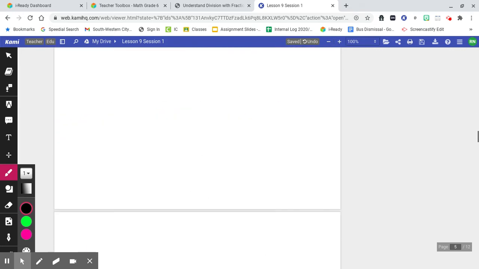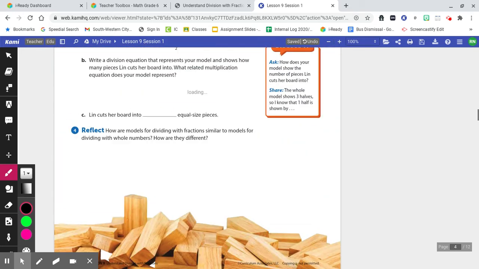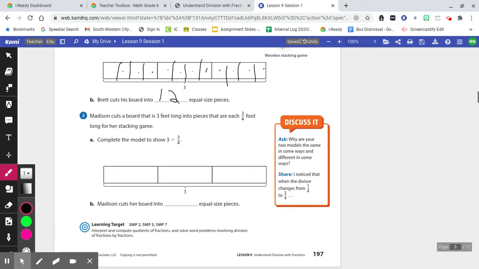Number 2. Let's go back. Okay, here we go. Madison cuts a board that is 3 feet long into pieces that are 3/4 foot long for her stacking game. Complete the model to show 3 divided by 3/4. So I want to know how many 3/4 are in 3 whole pieces. So I'm going to stop the video, see if you can cut these and point out how many 3/4 there are. And if you had done this, I would start out with my fourths.